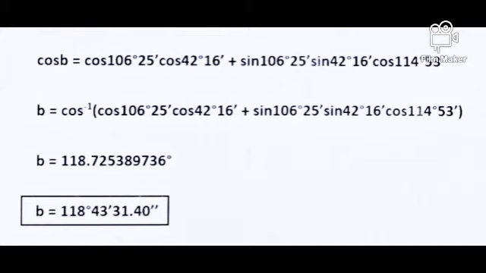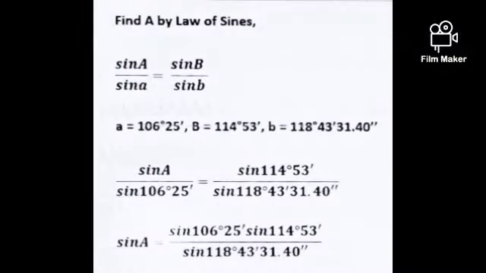And using your calculator, in degrees, you should get 118.725389736 degrees. To convert the answer to degrees, minutes, and seconds, just press on your calculator the key with degrees, minutes, and seconds. And you should get the final answer for side small b, 118 degrees, 43 minutes, and 31.40 seconds.